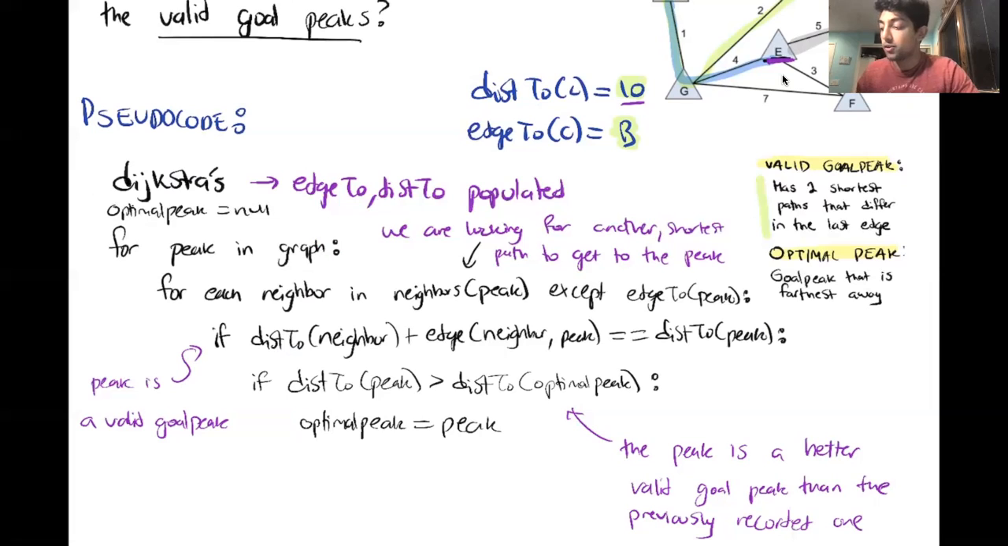So what we're going to do is we're going to look at all of the neighbors that aren't the neighbor we took to get to the peak, okay? And we're going to ask ourselves, is there a new neighbor I can take to get to that peak that is a shortest path, right? That's what this check is doing right here. And then finally, we ask ourselves, now that I have a valid goal peak, is it better than the previously recorded optimal peak? And if so, we update.